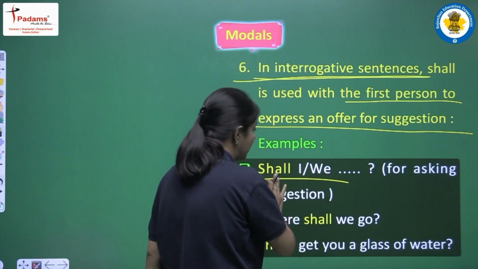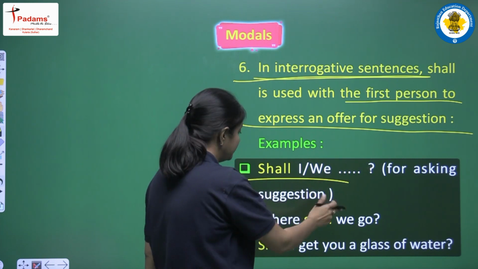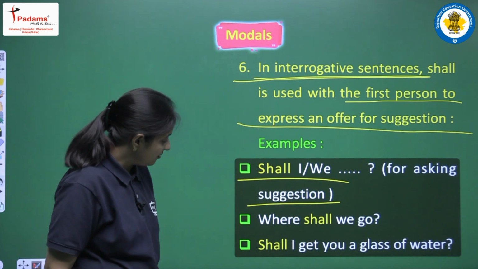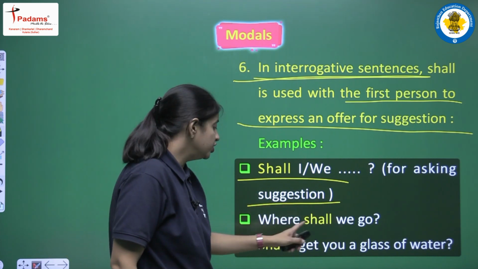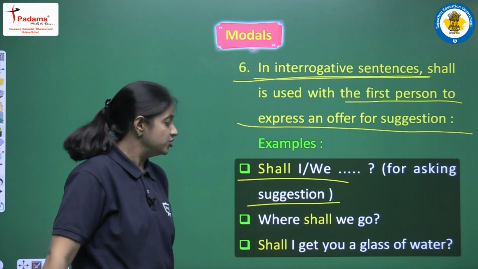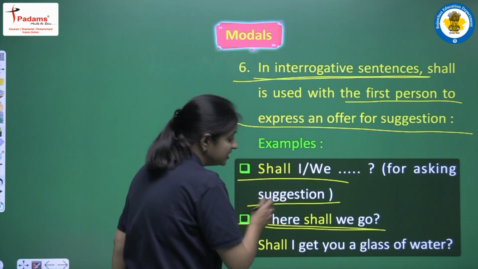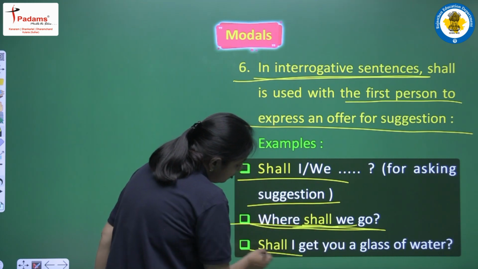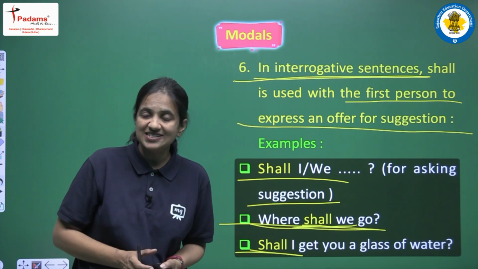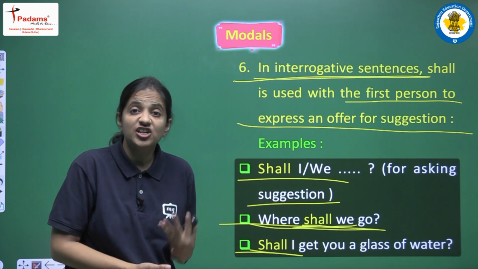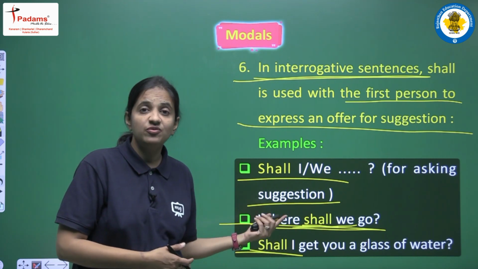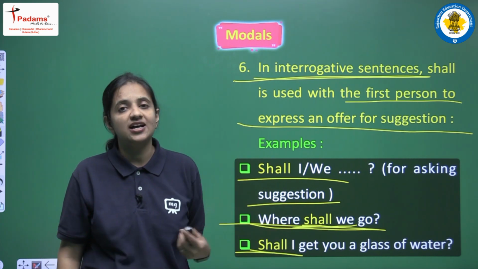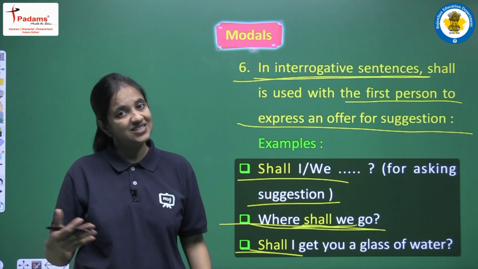In this manner, this will be the structure of the sentence. We will have shall I or shall we at the beginning, and at that time we are asking for a suggestion. For example, where shall we go, shall I get you a glass of water. So here we are asking for a suggestion. This is the interrogative sentence, and here we are using shall with we, and shall with I, because we are asking for a suggestion. So in this manner we can use shall with the first person, with I and we, in the interrogative sentence to show that we are asking for a suggestion.